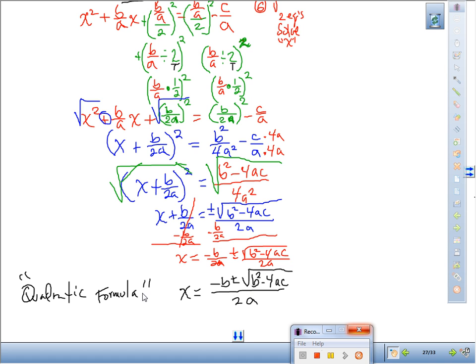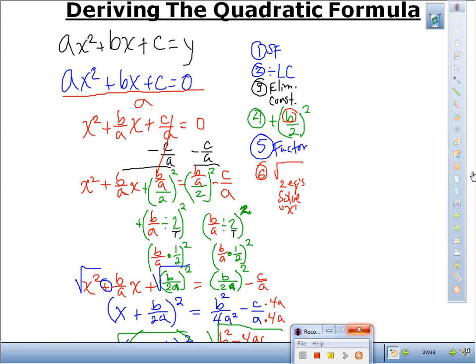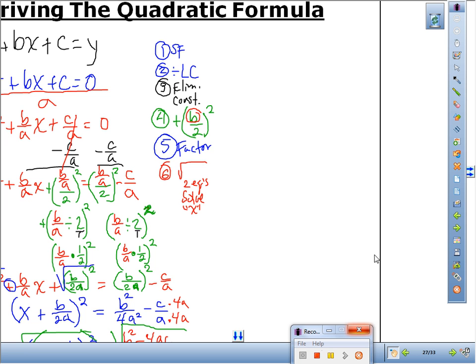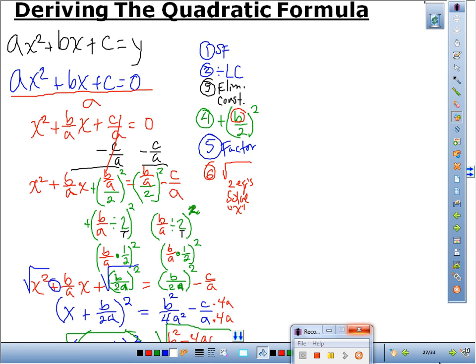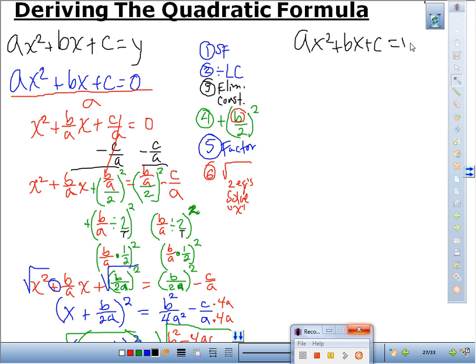Are we there? Okay, now on your paper, you have a space on the right-hand side. Let's do it again from the beginning. Here we go. So I'm going to move over to this side. Okay? And here we go. Let's start all over. ax squared plus bx plus c equals y.